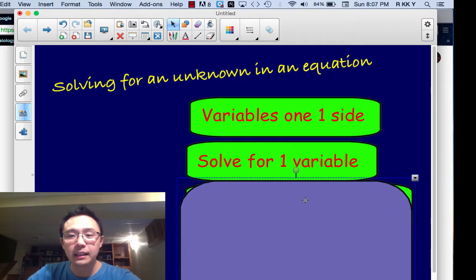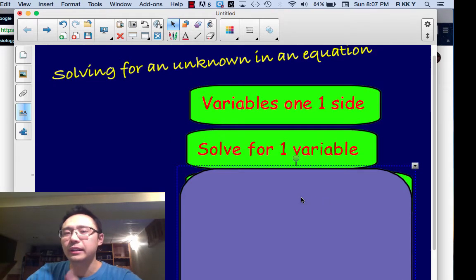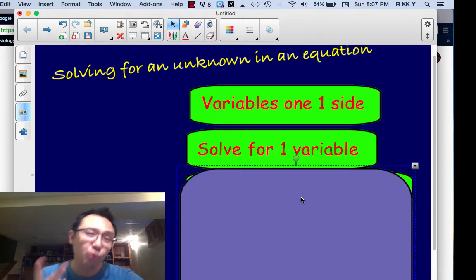The next one is that you want to solve for just one variable. So what that means is that you're not trying to calculate how much something is for 2 oranges or 5 or 10 or 0.1. You want to solve for how much is just 1 orange, or 1 x, or 1 y, and that's the goal.